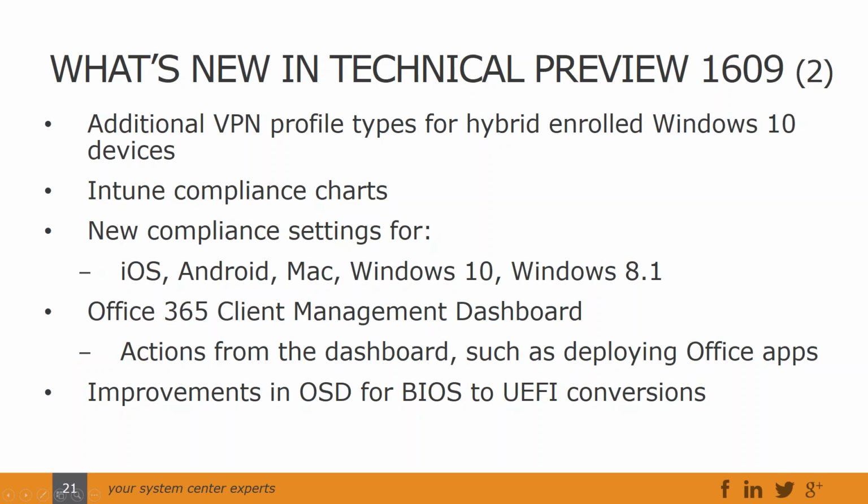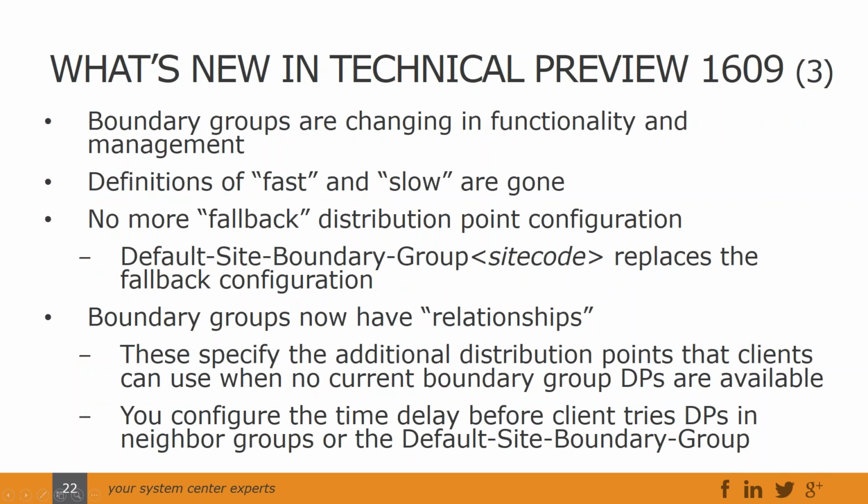So those two slides are things that you may or may not care about, that will come into the current branch product for production. But this next slide here is something that you all are going to care about because you guys all have distribution points and you all work with them. And things are changing in relation to distribution points in the concept of boundary groups. This may very well make the next production release for current branch, so you do want to be aware of it.